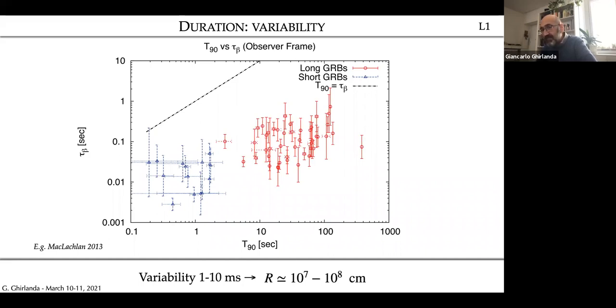Okay, I think this is enough for the moment for what concerns the prompt emission properties. The other ingredient in order to understand these sources is to see how the energy is distributed, how the emission, so the flux, is distributed over the energy. So to see a spectrum or a spectral energy distribution.